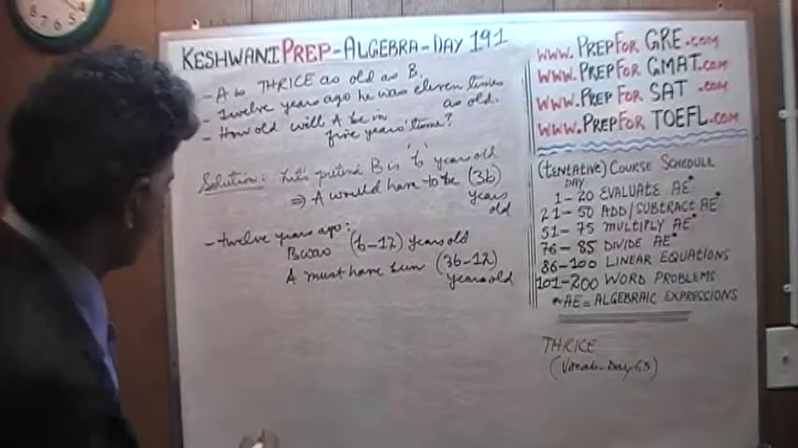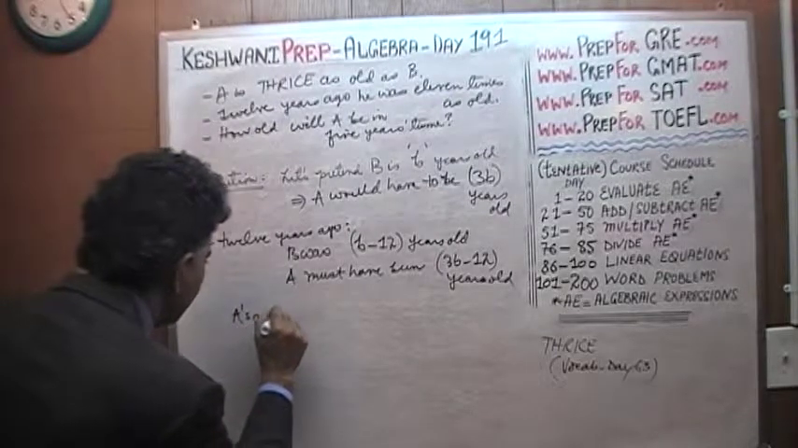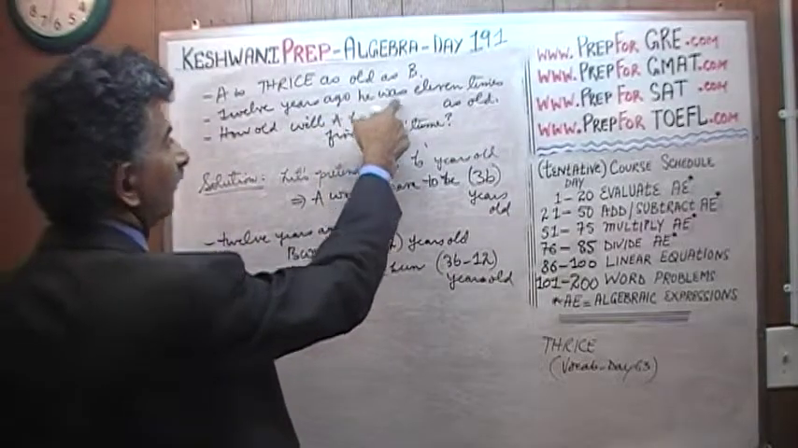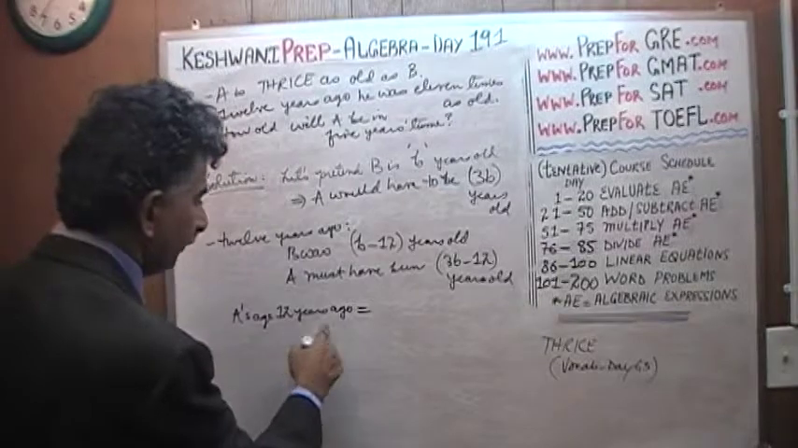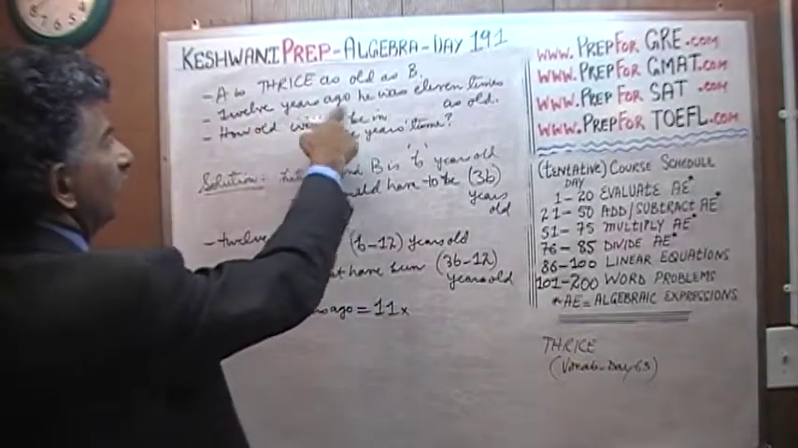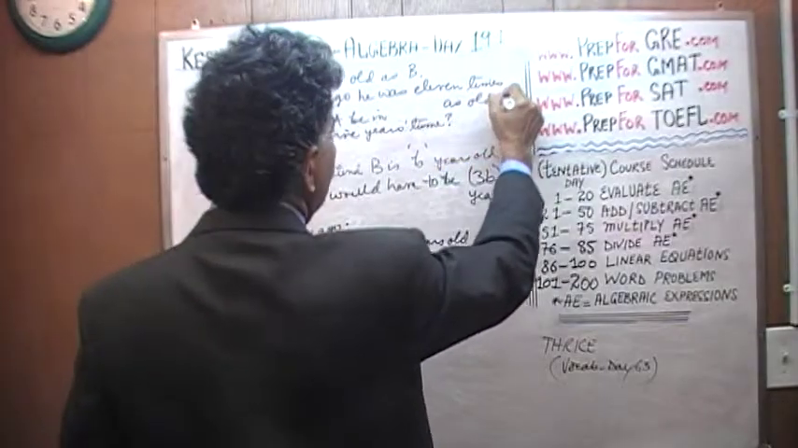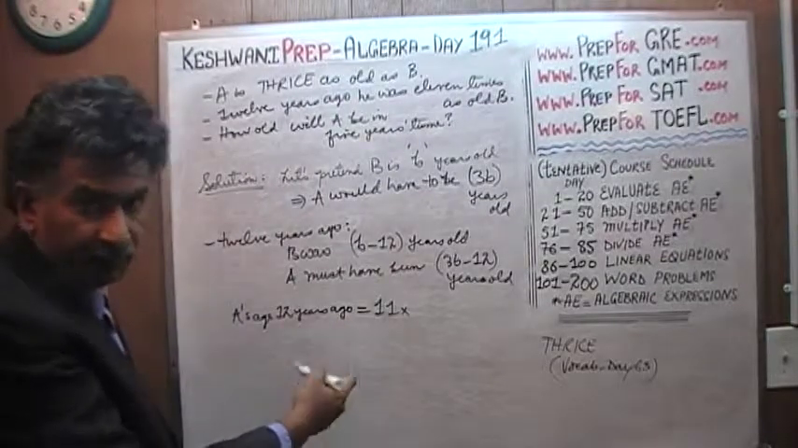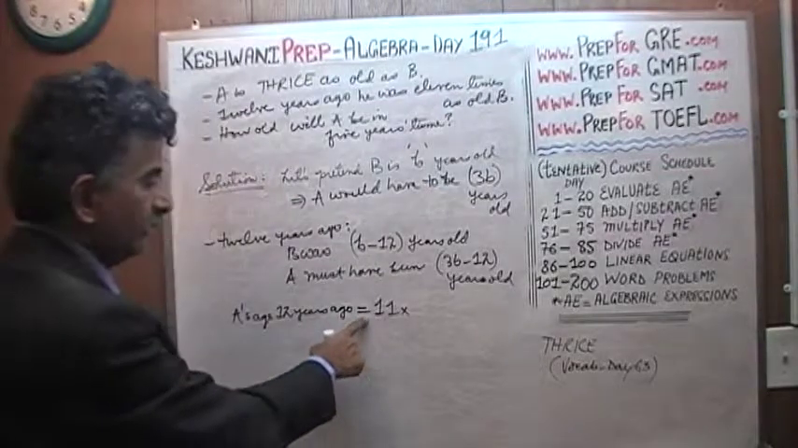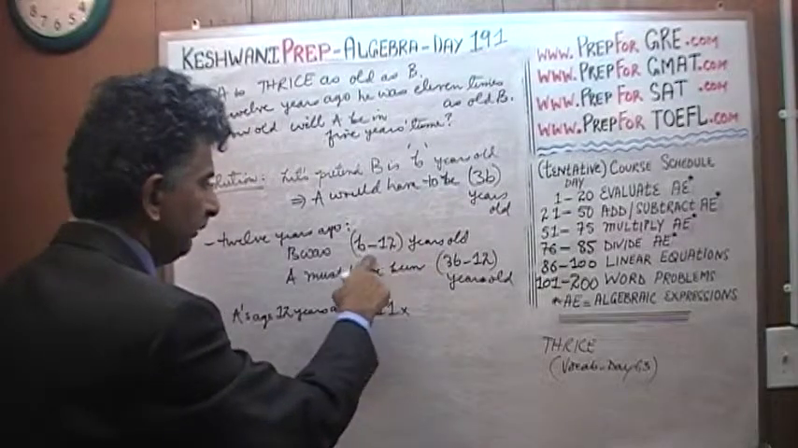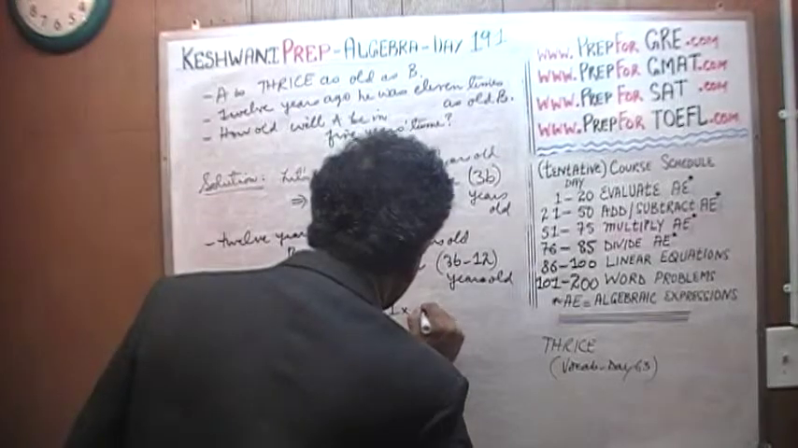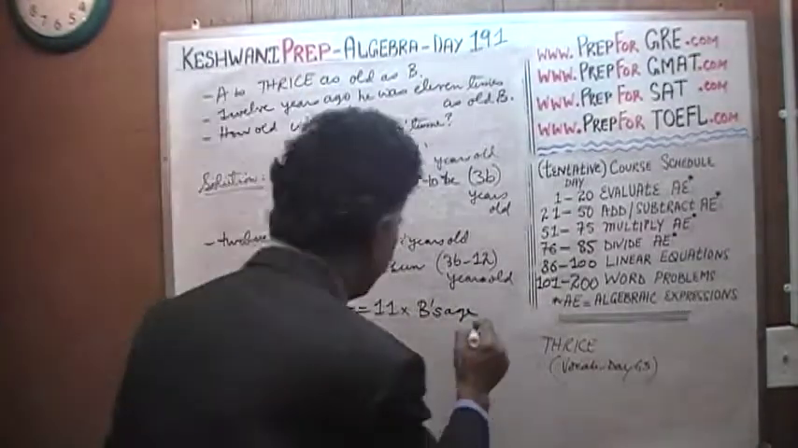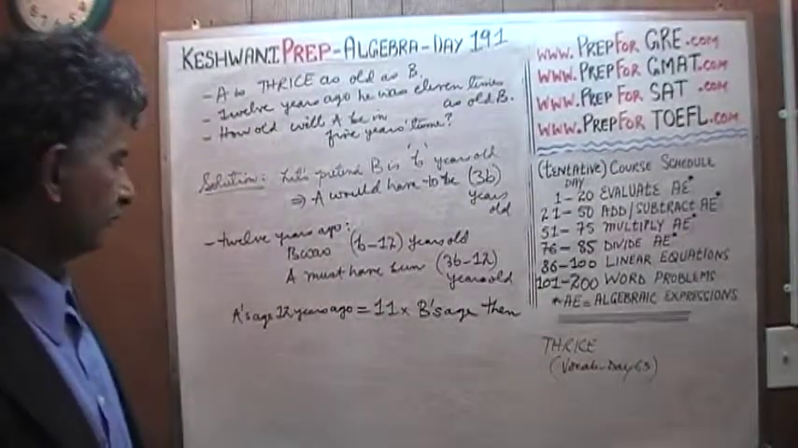We are told that 12 years ago, A was 11 times as old as B. So A's age 12 years ago, which is 3 times B minus 12, is 11 times B's age 12 years ago, which is B minus 12. That's it, that's our equation.